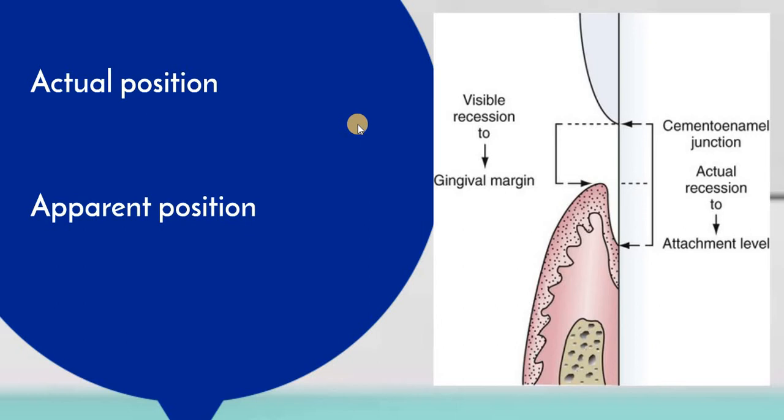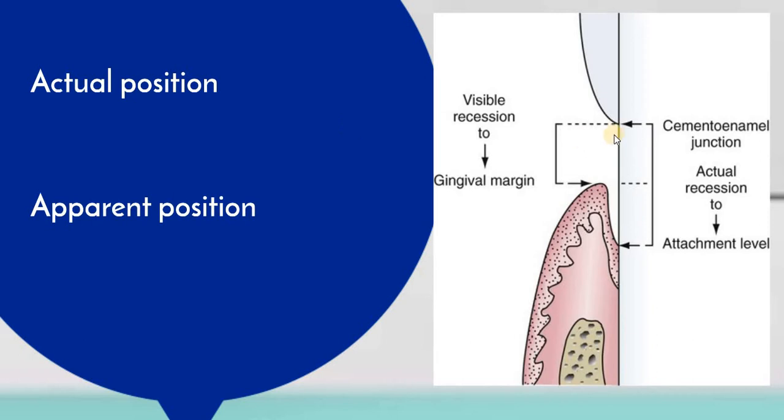The prevalence, extent, and severity of the gingival recession increase with age and is more prevalent in males. And by definition, recession is the exposure of the root surface by an apical shift in the position of gingiva. And to understand recession, it helps to distinguish between two terms, the actual and apparent position.